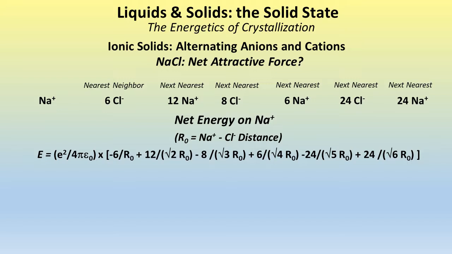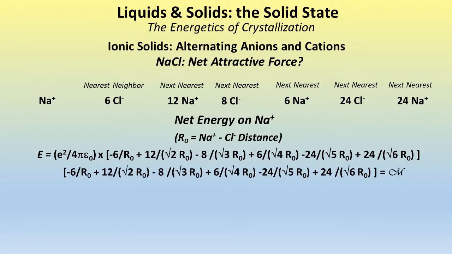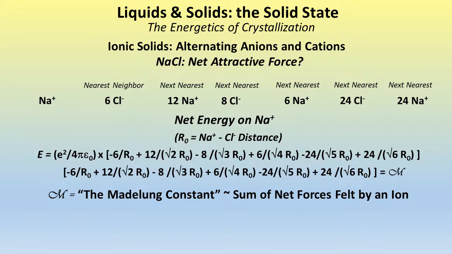You will notice that inside the square brackets are a series of constants that are geometrically determined divided by R0. These can be summed up by the letter M, the Madelung constant, which is the sum of all the net forces felt by any particular ion. So therefore, the Coulombic interactions on any given ion are going to be the fundamental electron charge squared times M, the Madelung constant, of all of the nearest and next nearest neighbors over 4 pi epsilon 0.